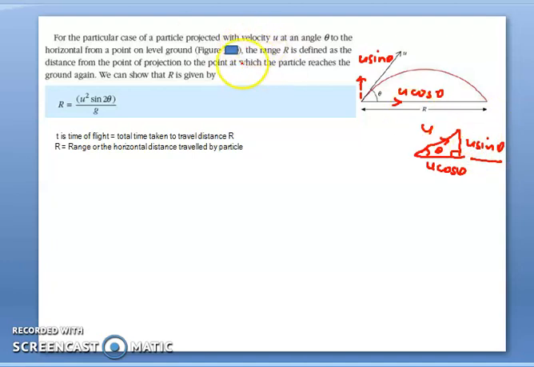Now if we throw with velocity u, then the range in this case will be u square sine 2 theta upon g. What is range? Range is the horizontal distance traveled by an object when it is thrown at angle theta with initial velocity u, and the time taken is the total time taken by the object to reach this point, starting from this point. So we'll prove this.